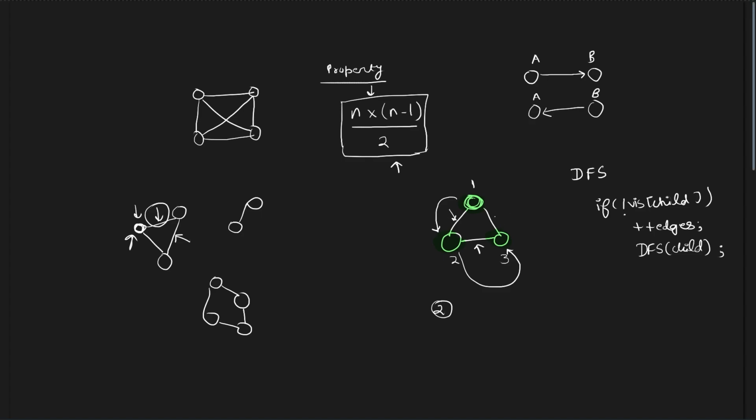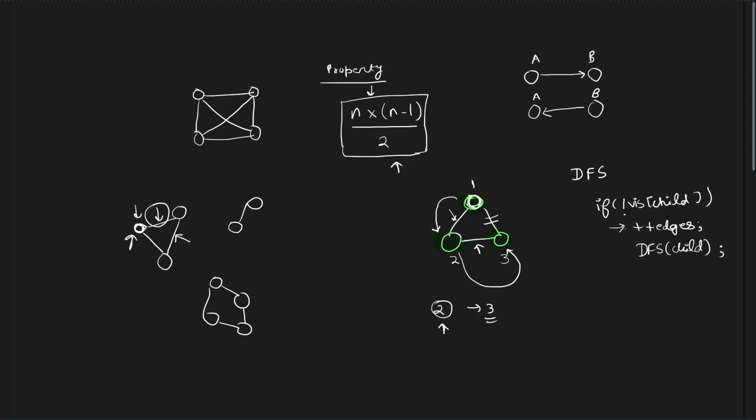Now, we have not yet counted this particular edge, and this particular node is also visited. It is already visited, right? So we will never enter our if condition, and our edges counter will never increment, right? So it will only be stuck up to 2. It will never reach 3, which is the actual value.